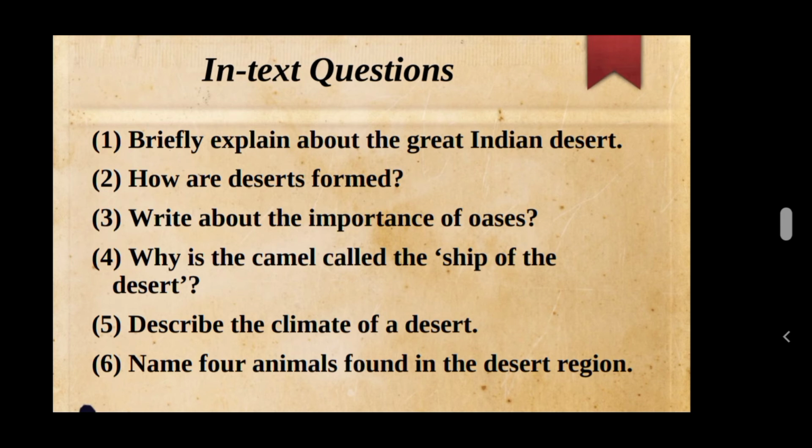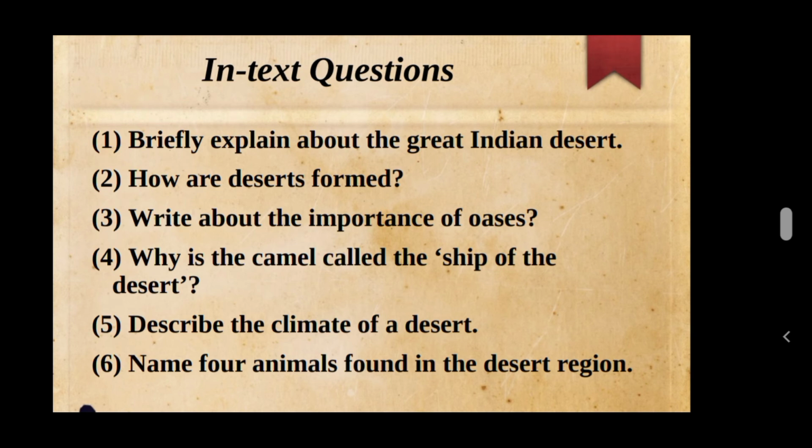Second question, how are deserts formed? The desert region was formed mainly because of low rainfall and heavy soil erosion in the region over many years. Write about the importance of oasis. First point, travelers rest here with their camels while journeying through the desert. Second point, people usually settle in small villages around an oasis. Third point, here they grow crops of jowar and bajra.